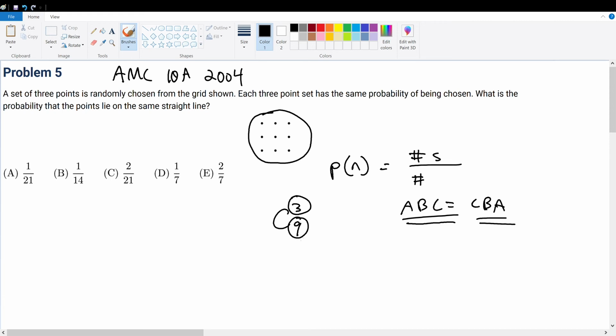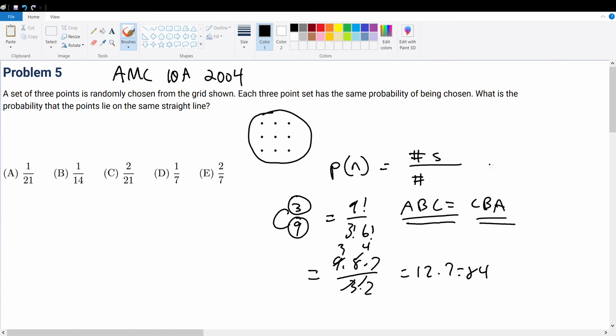We pick 3 points that we want to be non-specific. So the combination of 3 pick 9 would be the same thing as 9 factorial over 3 factorial and 6 factorial. So this would be the same thing as 9 times 8 times 7 over 3 times 2, which this becomes 3, this becomes 4. So this is 12 times 7 is 84. So the denominator will be 84.